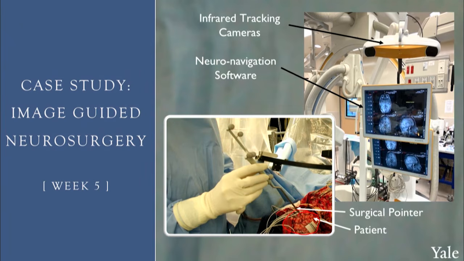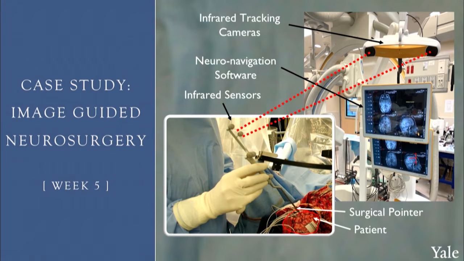So when he touches the pointer, these sensors here are tracked by the camera, and the position of this pointer is shown on the screen. So the surgeon knows where they are at any given point. And this allows them to organize the surgery to know how far they are to the left or to the right or anything else. So this is our case study. We'll use it to identify user needs, requirements to design our software, and this will follow us for a few of the weeks of this class.